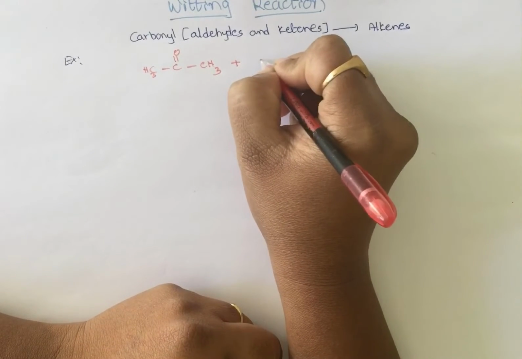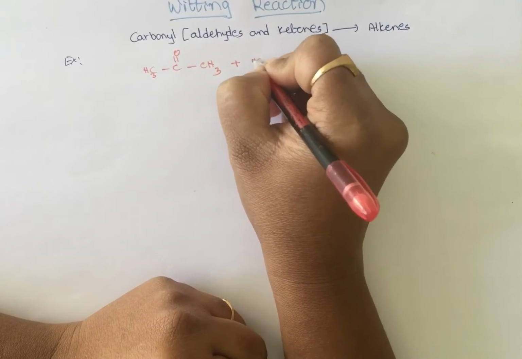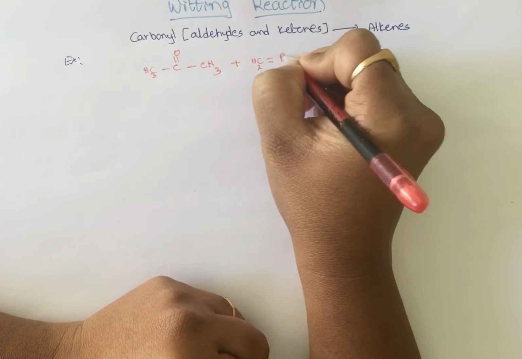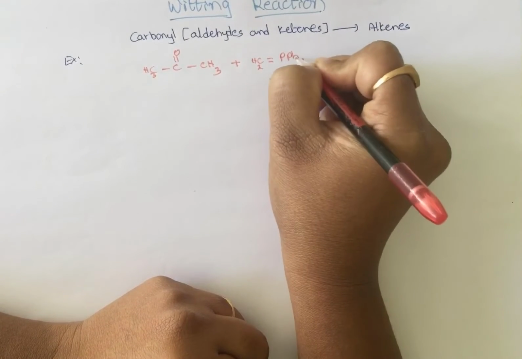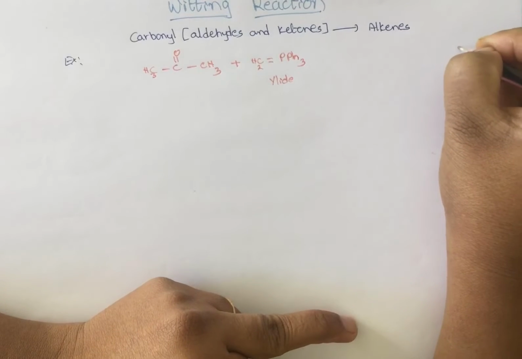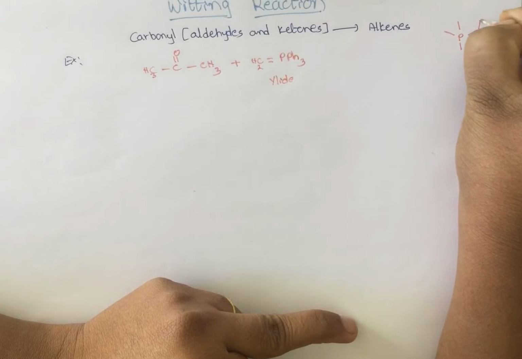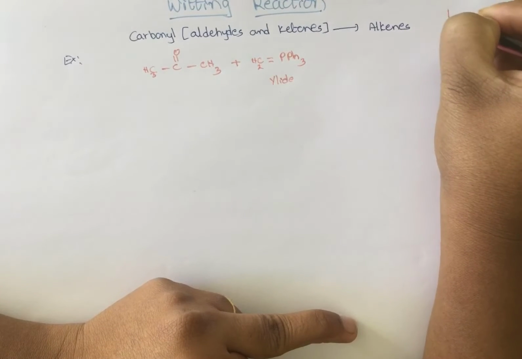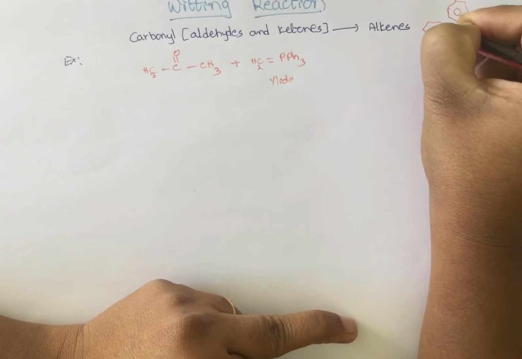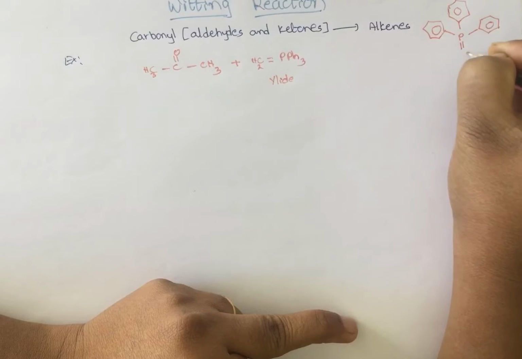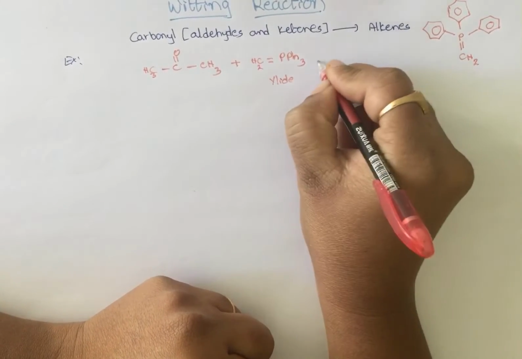Let me write first. Phosphorus ylides means triphenyl P double bond CH2. For example, I took this ylide. So this is a phosphorus ylide, triphenyl phosphorus. If we see this structure, the phosphorus will be attached to 3 phenyl groups in this way, and it is attached to CH2. This is the structure of the ylide that I took in this reaction.